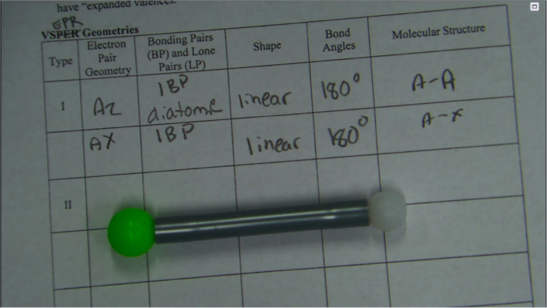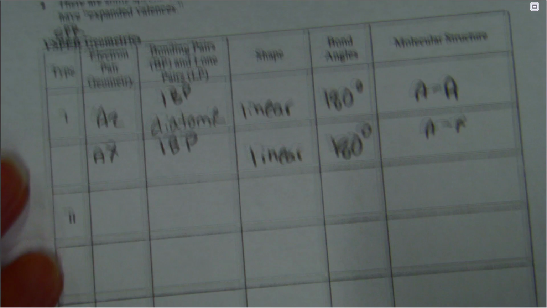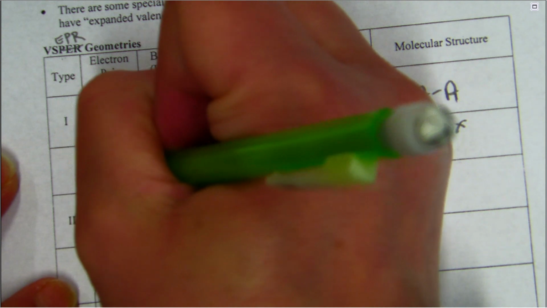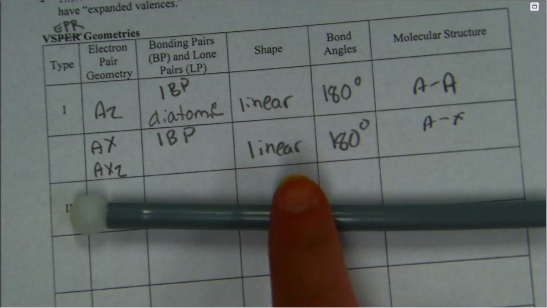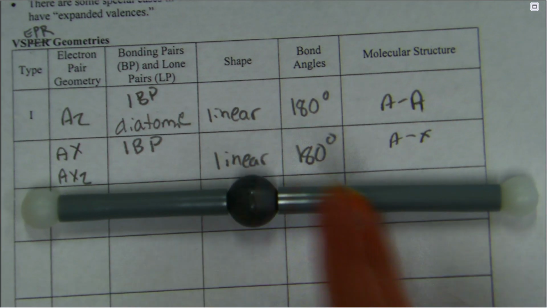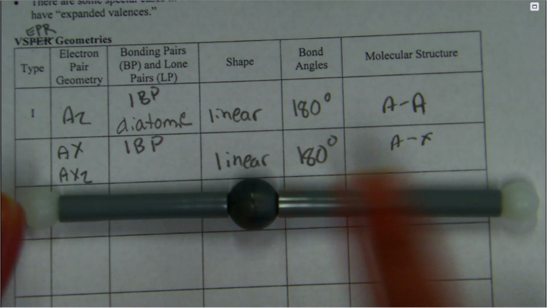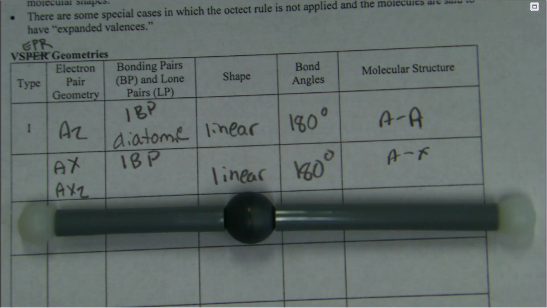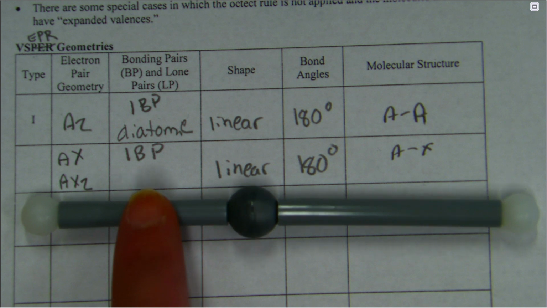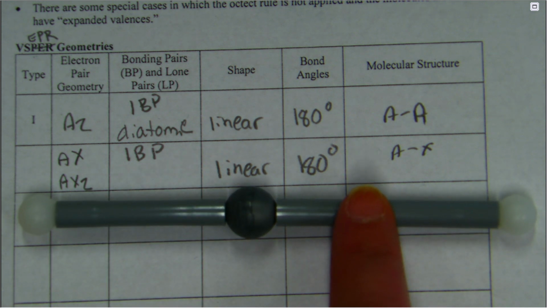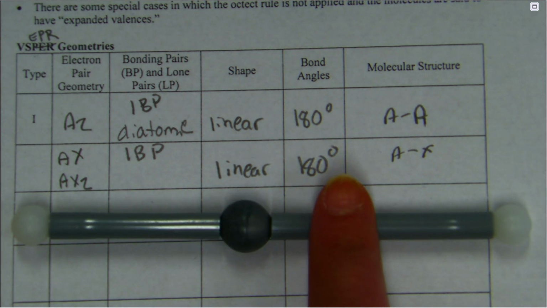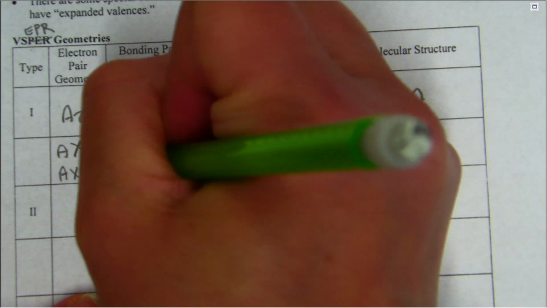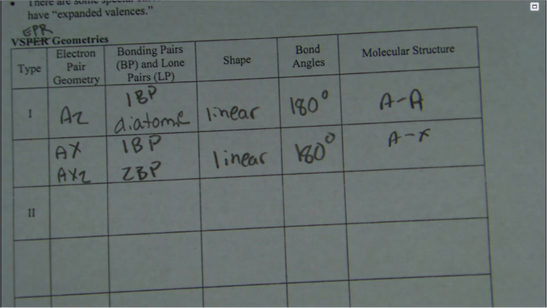Now, I can take and put AX2. So now I have a central atom, A, and I have two X's, AX2. In this case, I now have two bonding pairs. A bonding pair is the bond itself. So I have two bonding pairs, but I am still linear in shape with a 180-degree angle.